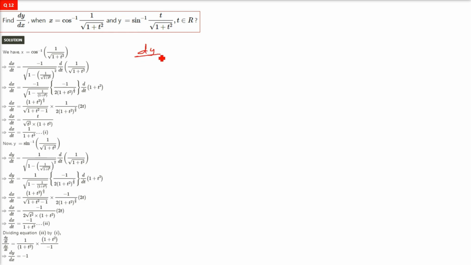Now I am taking dy by dt. Same thing here. dy by dt. Okay. Sin inverse anything, differentiation will be 1 by under root 1 minus square of that thing. So dy by dt will be equal to 1 by under root 1 minus the square of this. So there will be no root. So 1 minus 1 by 1 plus t square.